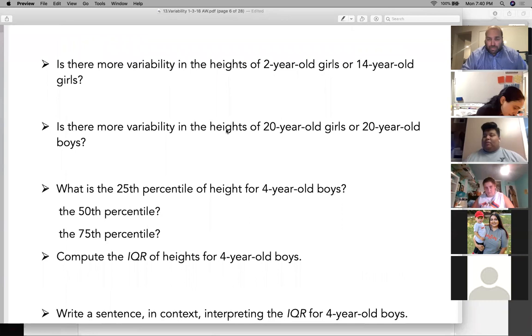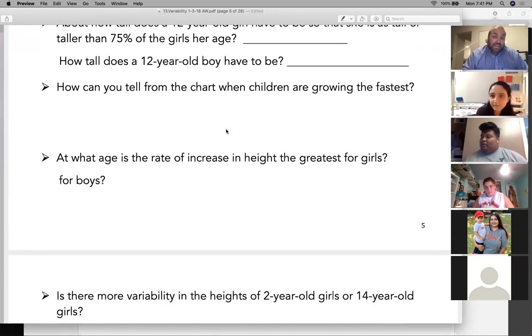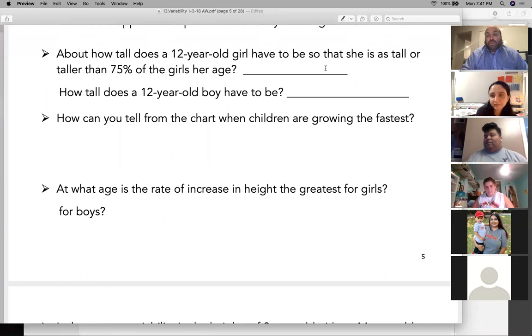But doesn't she want to be taller than the 75th? It's not a matter of as tall. When she is as tall as or taller than 75%, by definition, that means she is at the 75th percentile. That is exactly what it means to be taller or as tall as 75% of the population. If you say it's above that, then that's already 76 or 77 or higher. The 75th percentile literally means as tall as or taller than 75% of the population. Now, how tall does the 12-year-old boy have to be for the same percentile?